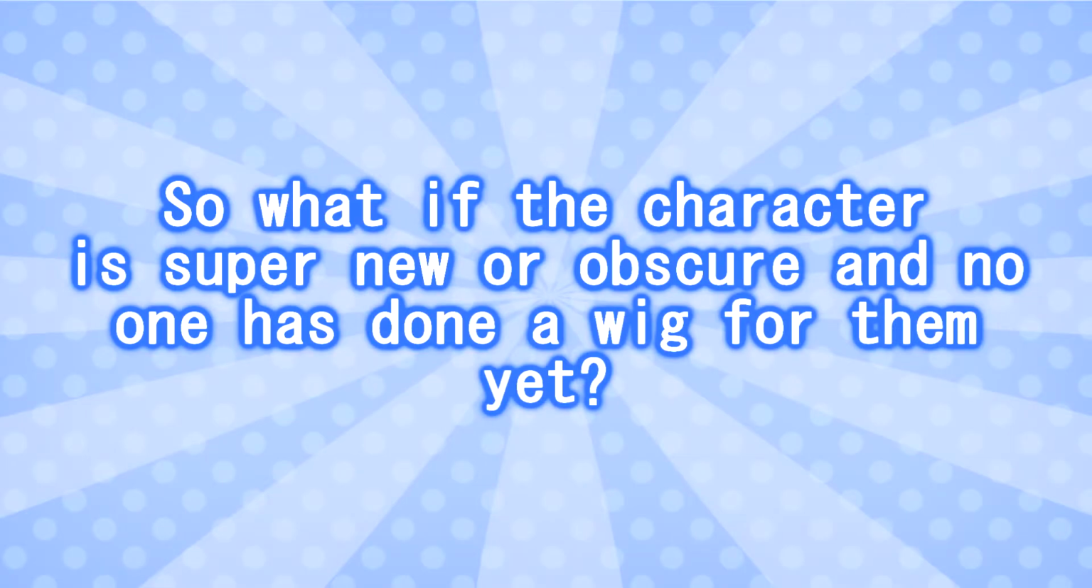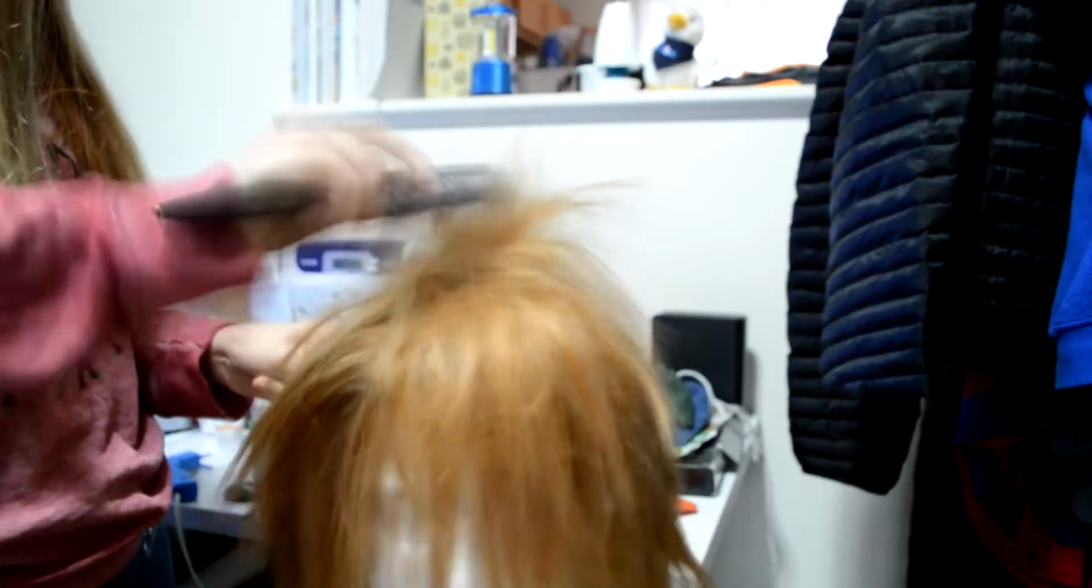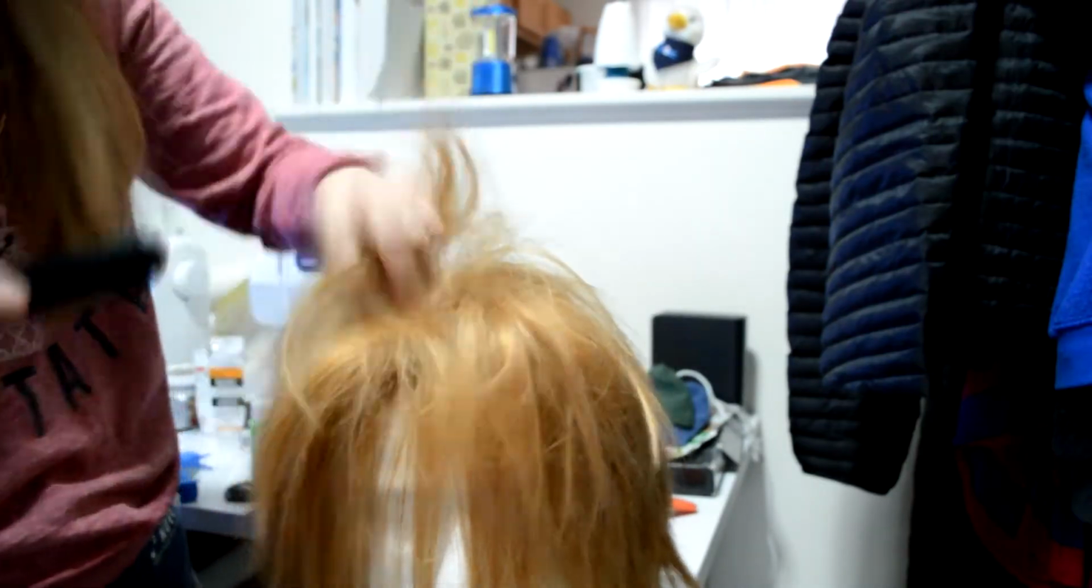So what if the character is super new or obscure and no one's done a wig for them yet? If that's the case, it's time to get creative. Sometimes you just gotta sit down at your wig with those inconsistent reference pictures pulled up and go at it. In situations like this, I like to tease all the areas of the wig that are going to get spiked, and once all the volume is added, it's easier to see where I could place spikes and section things.